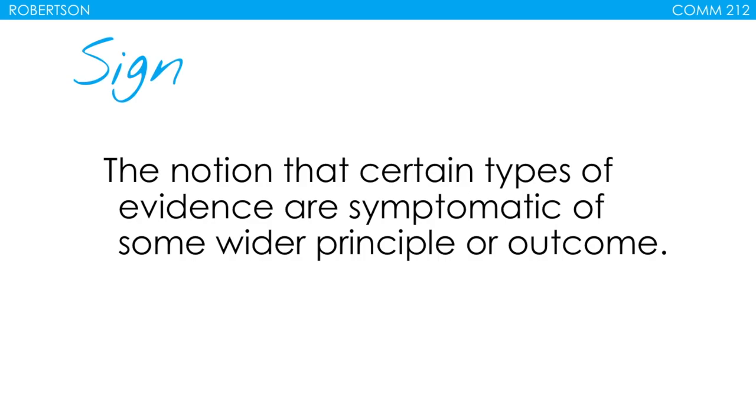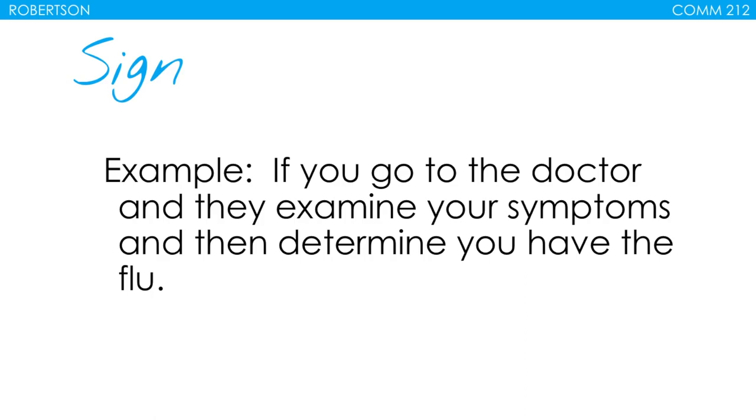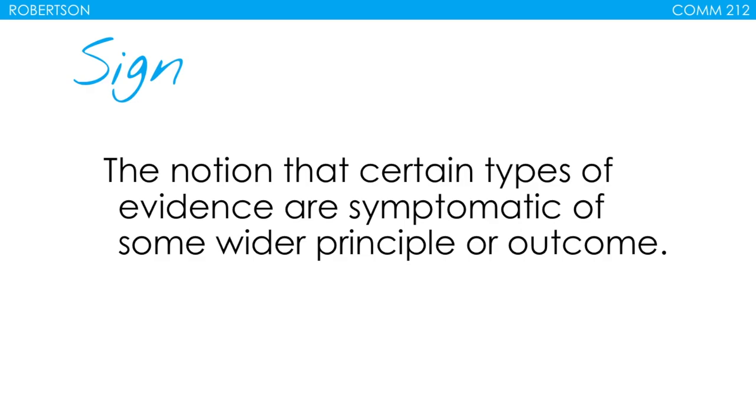Argument from sign. This is the notion that certain types of evidence are symptomatic of some wider principle or outcome. I'll give you an example here. If you go to the doctor and they examine your symptoms, and then they determine that you have the flu, right? The doctor didn't really know that you had the flu. The doctor just sees those signs. So we go back to our definition here. He sees the evidence that are symptomatic of a wider principle or outcome.